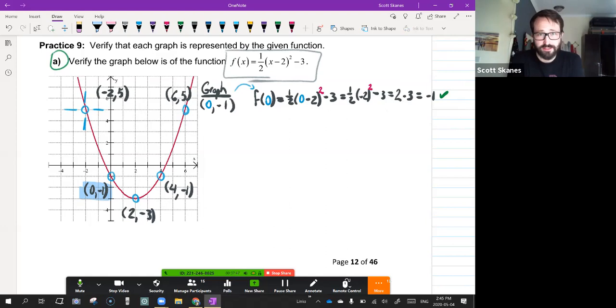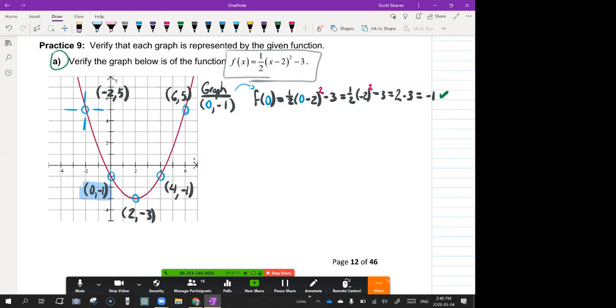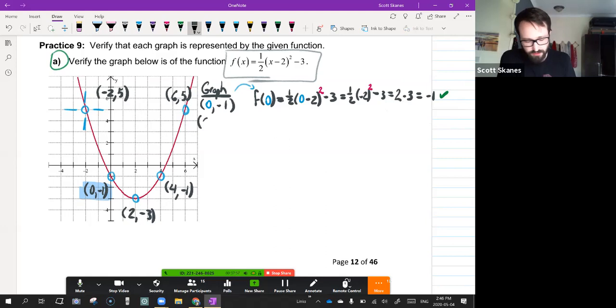And there's no right answer. I've got 4 other points. I just check whichever one I want. 2 and negative 3. Sure. That's a small x value. It's the next one. It's no negatives. Seems like a logical choice to me. So I'm going to put in 2 and see what I get.